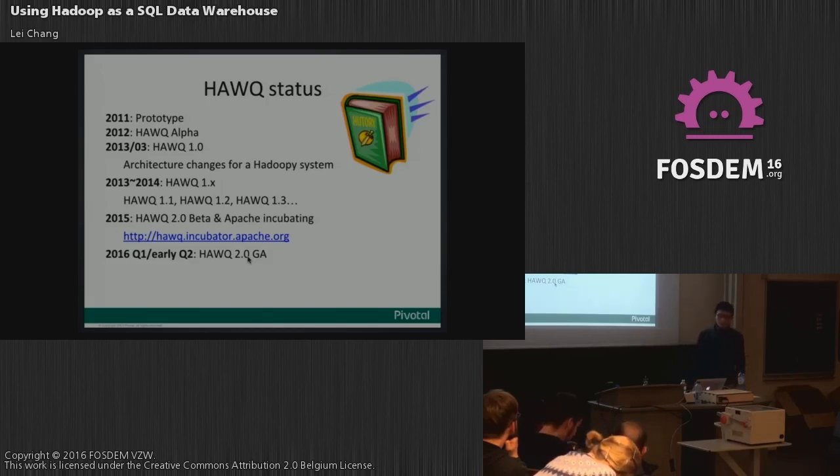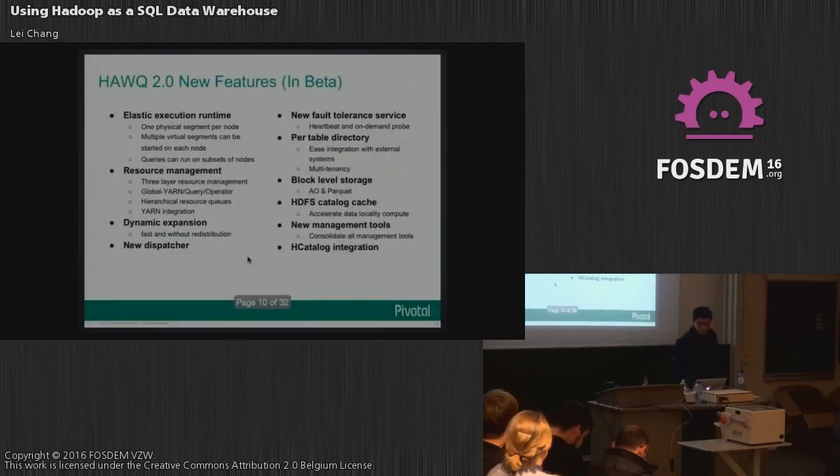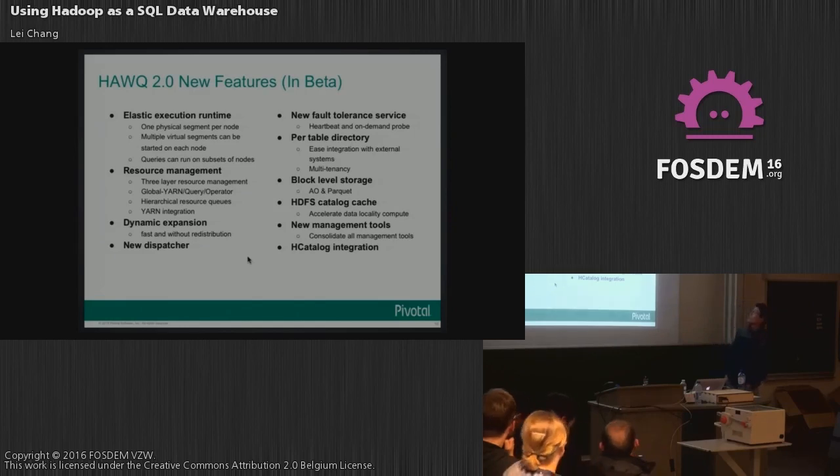And in 2015, it went to Apache. Currently, you can see from the Apache side, it's Hawk 2.0 beta. And in 2016, it's very close to Hawk 2.0 GA. And these are the features to be released in Hawk 2.0 GA. It's more than 10 features.